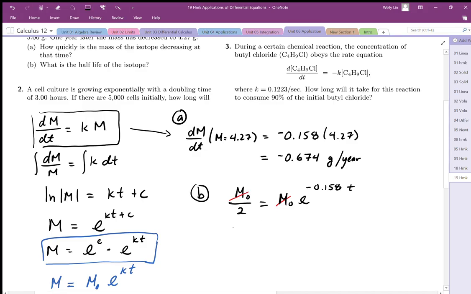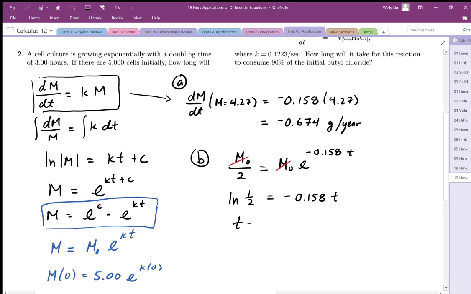Okay, they just cancel out, and we're going to take the log of both sides, so we end up with log 1/2 is equal to negative 0.158t. So I'm just solving that exponential equation where the final value is half of the starting value. I could put numbers in there as well. Okay, and then I'm going to solve for that unknown time of t. So t is equal to log 1/2 divided by negative 0.158.